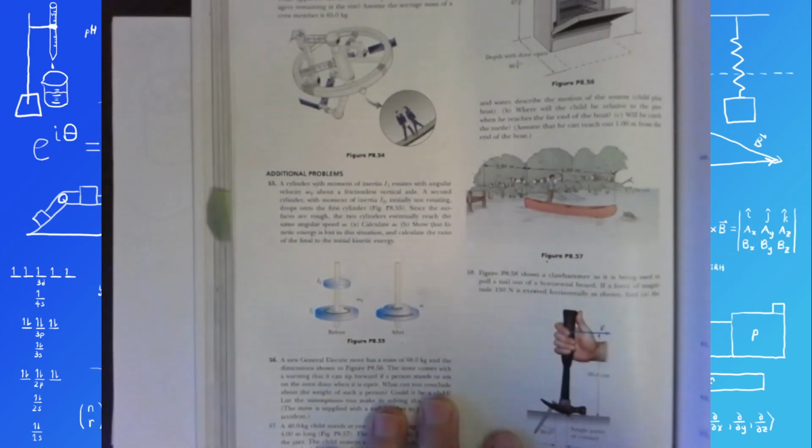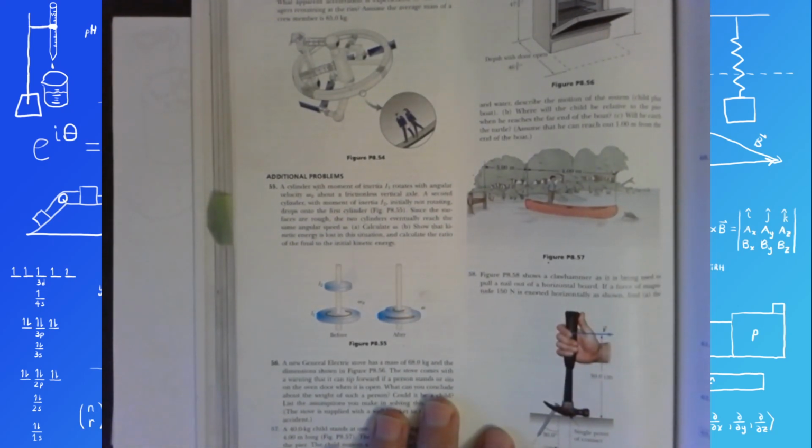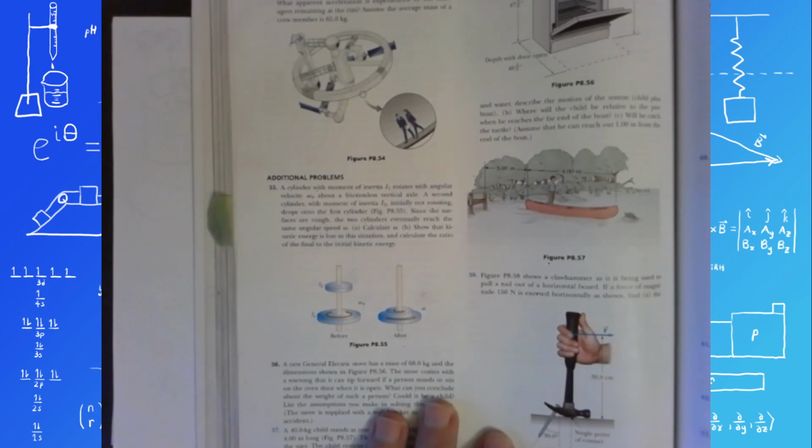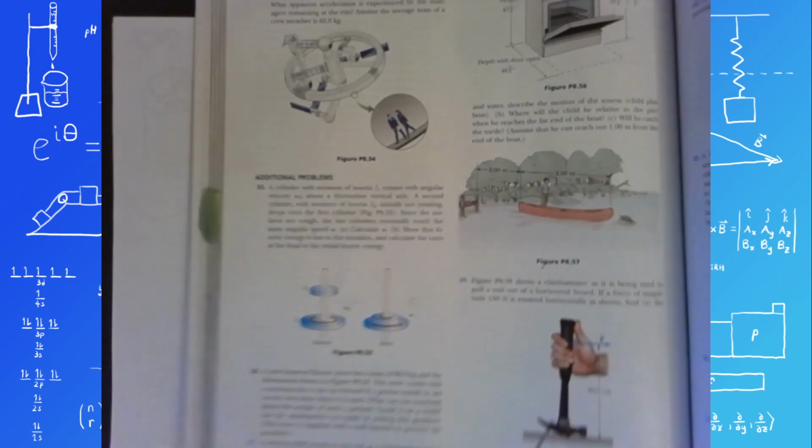So there's the drawing for it. It says a cylinder with moment of inertia I1 rotates with angular velocity omega 0 about a frictionless vertical axle. A second cylinder with moment of inertia I2, initially not rotating, drops onto the first cylinder. Since the surfaces are rough, the two cylinders eventually reach the same angular speed omega. Calculate what that angular speed is and show that kinetic energy is lost in this situation, and calculate the ratio of the final to the initial kinetic energy.